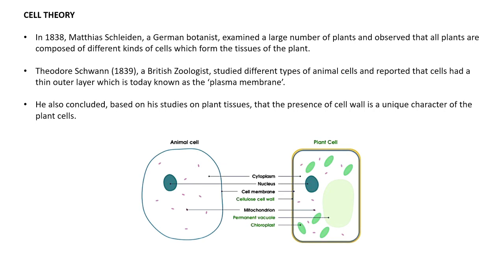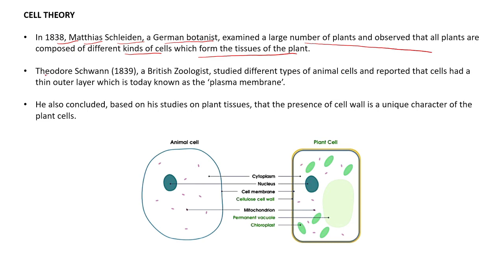So what is cell theory? In 1838, Matthias Schleiden, a German botanist, examined a large number of plants and observed that these plants are composed of different kinds of cells, which form the tissues of the plant. So he studied different kinds of plants and found that they are made up of different kinds of cells which further form the tissue of the plant.